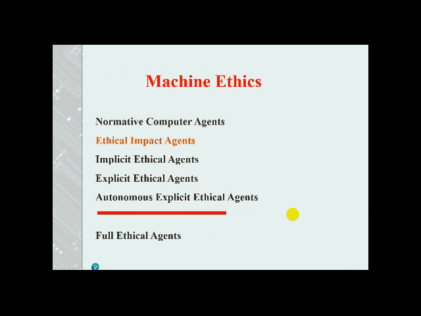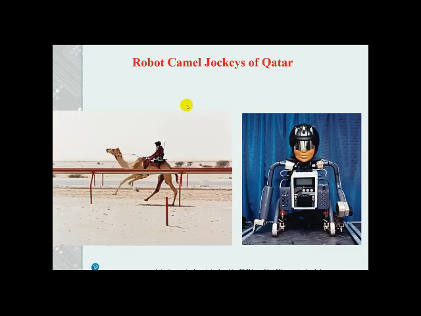Ethical impact agent. Robot jockeys of Qatar. Robots about to feed the camels, with the right hand to pair the whip and the left hand to pull the rein.